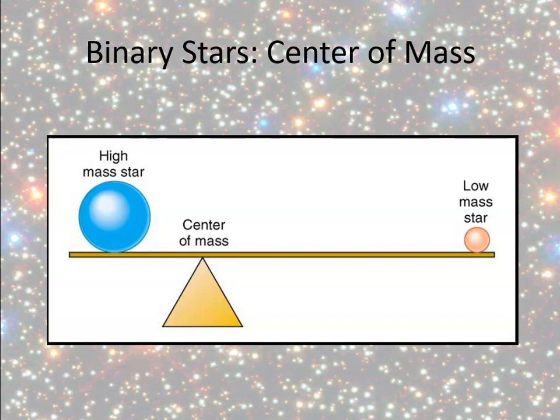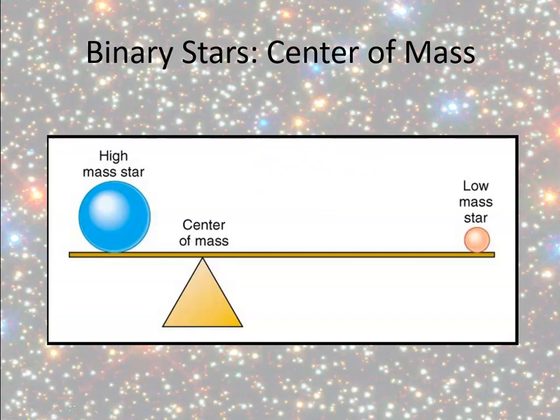Kepler's third law will tell you the sum of the masses, and based on how the center of mass works, the ratio of the positions of each star from the center of mass is equal to the inverse of the ratio of the individual masses. So combining that with what we get from Kepler's third law can allow us to determine the individual masses of the objects in the system.